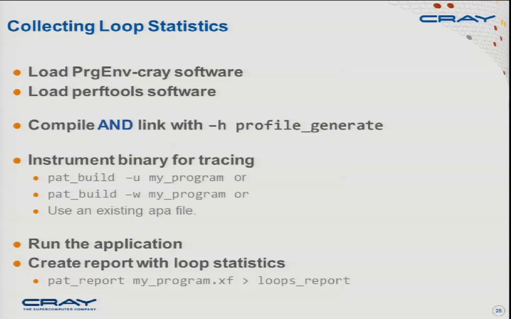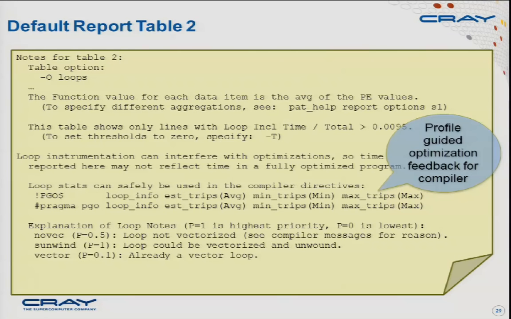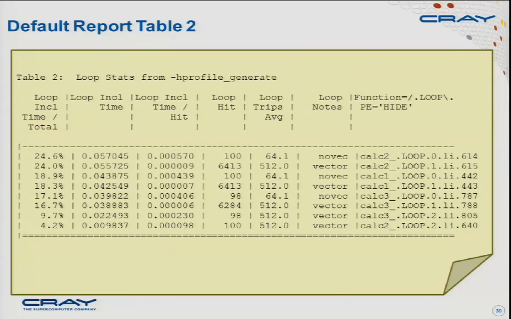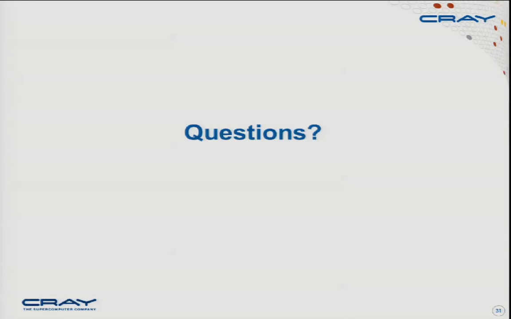Then with pat report you will dump the loop report. It will tell you some information, such as the pragmas the compiler is using for the optimization. It will dump the information of the loop. It will collect all the information for these loops in a different table, table 2, and it will tell you whether a loop is vectorized or not. Of course, there is also a way to see the information from the compiler below in the table, in the pat report. Okay, questions so far?